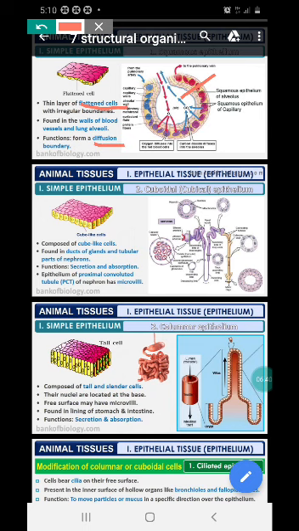Now coming to cuboidal epithelium. Cuboidal epithelium cells are cube-like in shape, and you should know at least two examples of where the different epithelia are present. They are found in the ducts of glands and the tubular parts of nephrons.